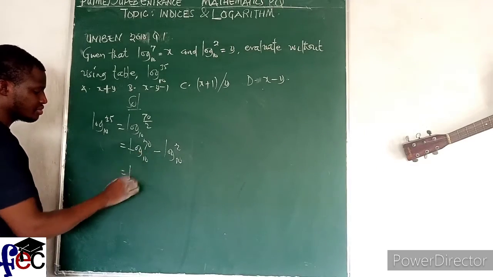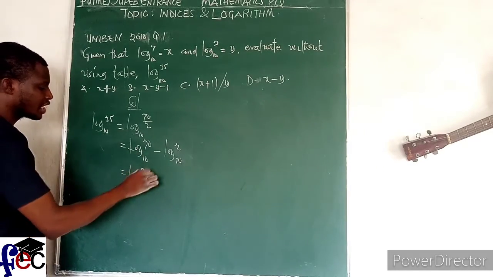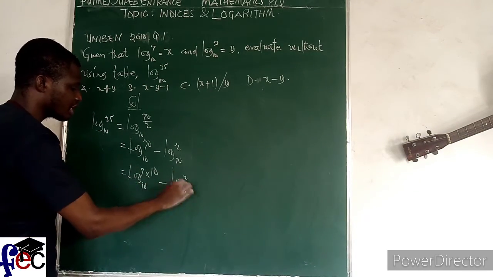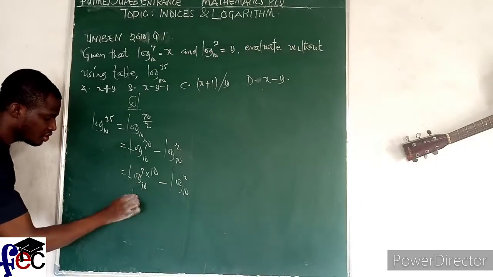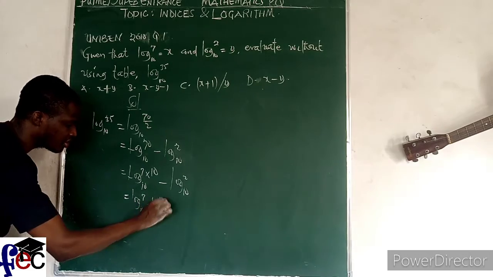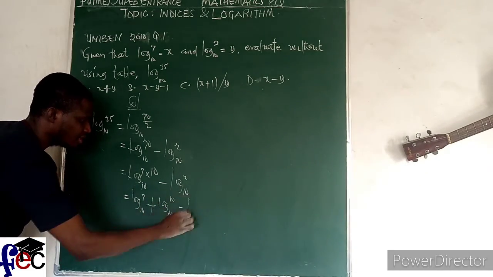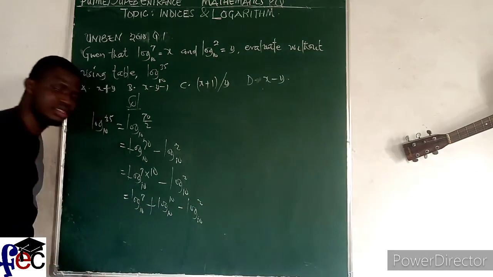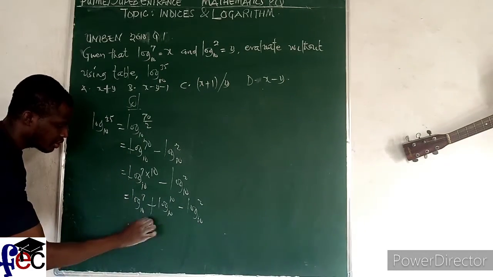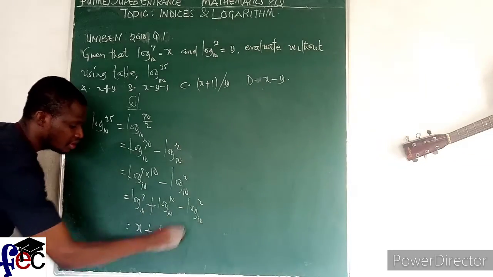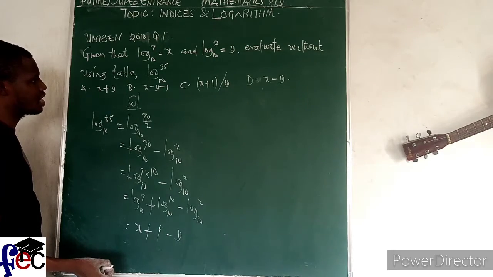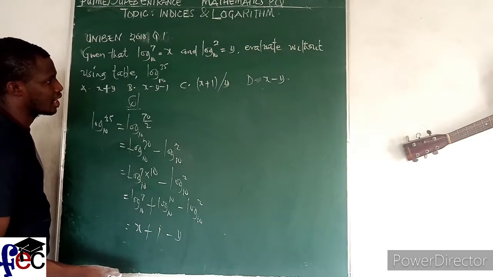Log 70 is the same thing as what? 7 times 10, base 10. This is minus log 2 base 10. So this will become what? Log 7 base 10 plus log 10 base 10 minus log 2 base 10. Do you see that? What is log 7 base 10? x. What is log 10 base 10? 1. What is log 2 base 10? y. x plus 1 minus y.